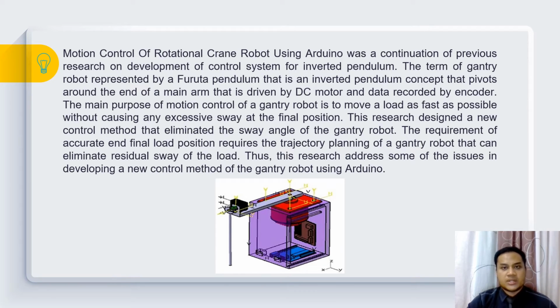This research designed a new control method that eliminates the sway angle of the gantry robot. The requirement of accurate final load position requires trajectory planning of a gantry robot that can eliminate residual sway of the load. Thus, this research addresses some of the issues in developing a new control method of the gantry robot using Arduino.